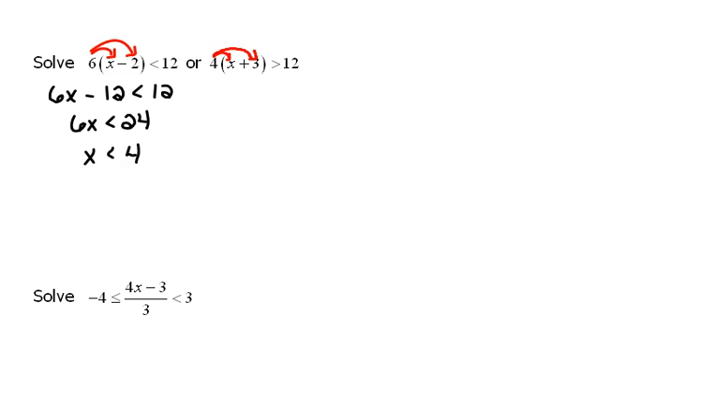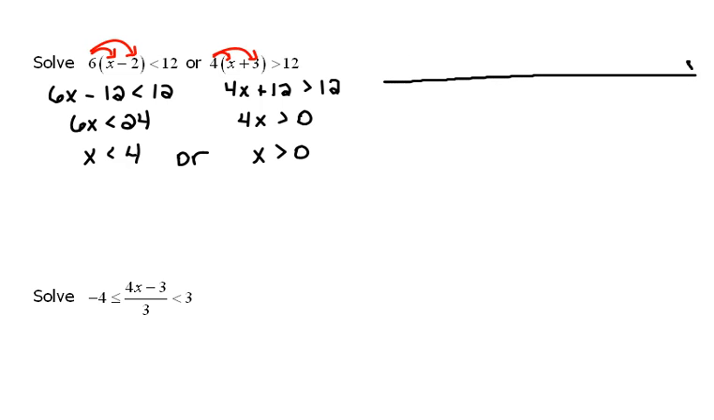So we need to also distribute out here. That'll be 4x plus 12 is greater than 12. And then if we subtract 12 from both sides to move it, we'll have 4x is greater than 12 minus 12, which is 0. Then if we divide both sides by 4 to get x alone, x would be greater than 0 divided by 4, which is 0. So now we have two simpler statements. We have x is less than 4 or x is greater than 0.